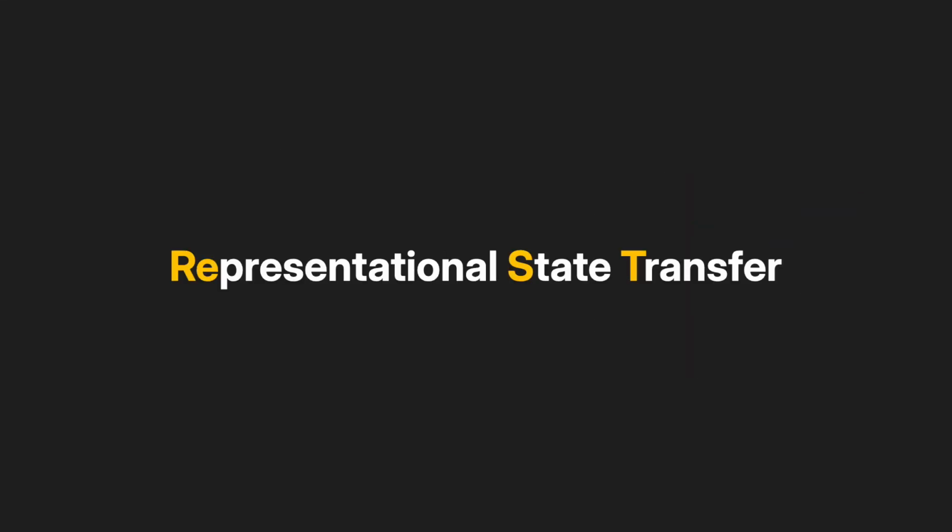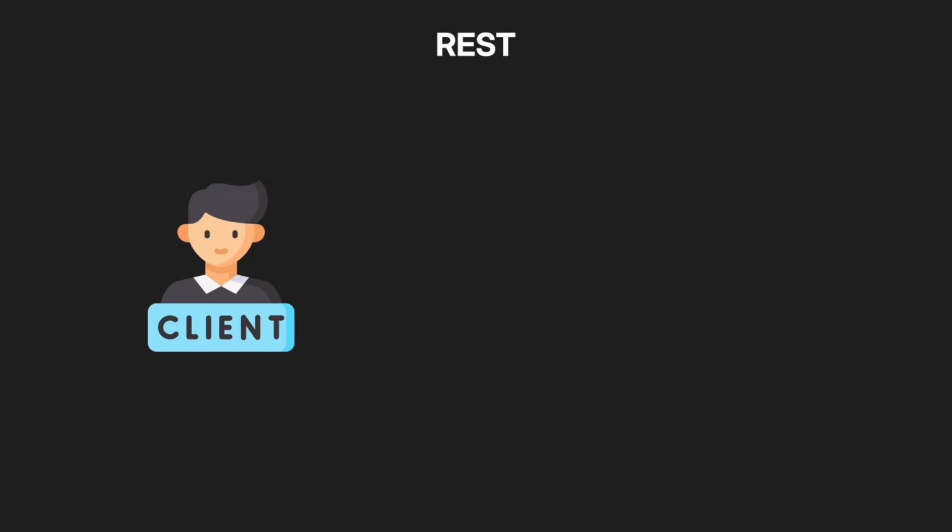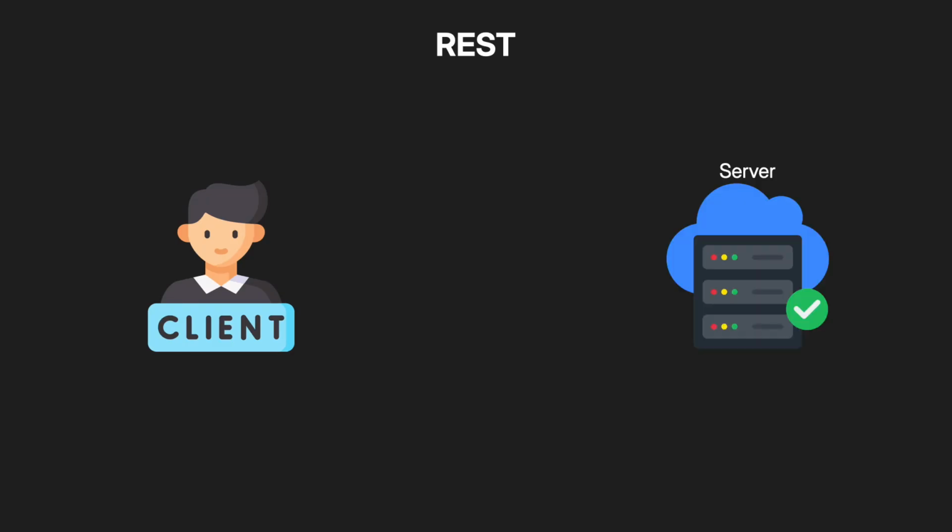First up is REST, which stands for Representational State Transfer. It's an architectural style used for designing networked applications. REST relies on a stateless client-server communication protocol, typically HTTP. In RESTful services, we use standard HTTP methods to perform operations on resources. These methods include GET, POST, PUT, and DELETE.